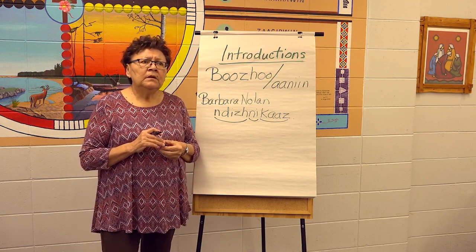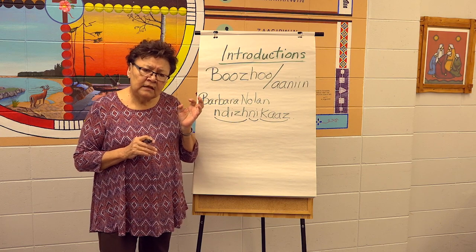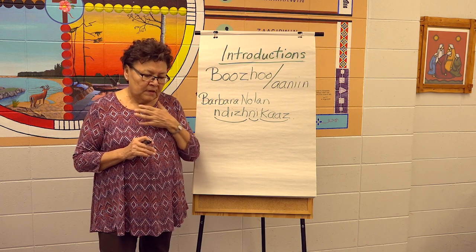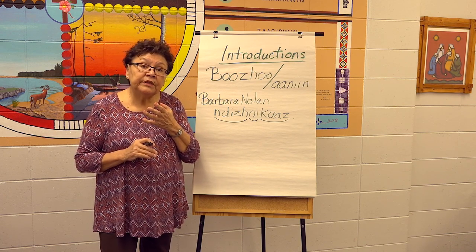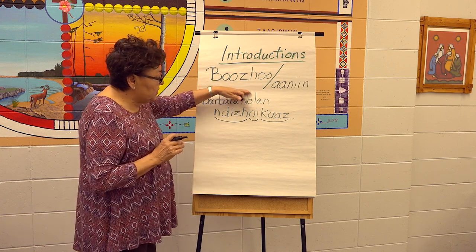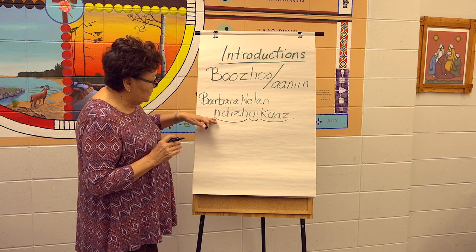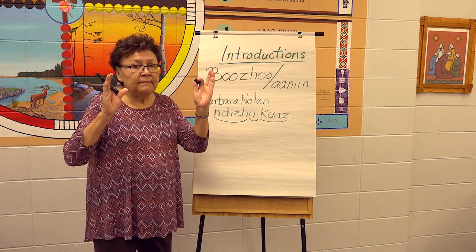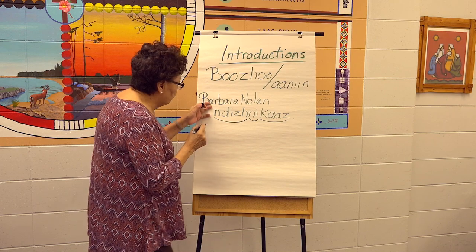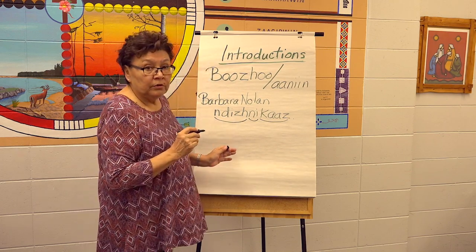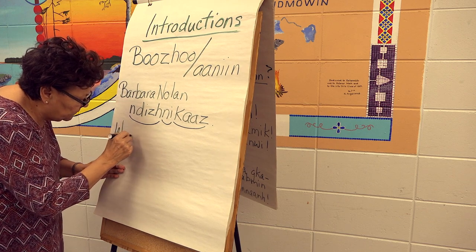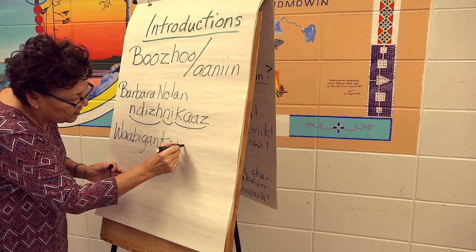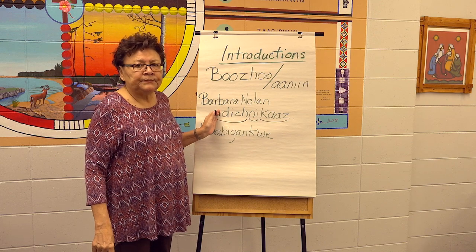Now, some people go to the extent of saying their Anishinaabe name, okay, their spirit name, okay? You can do that first here if you wish, or you can say it after, okay? And there again, you would use your spirit name first, okay? So let's go here. My spirit name, I'll share with you. Wabagunkwe. But you don't use Dishnikas.